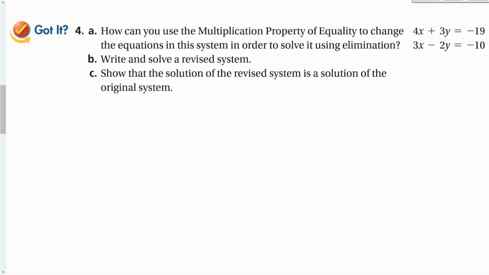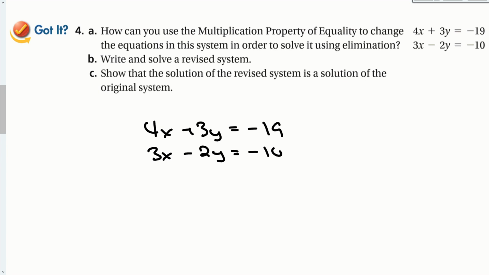How can we change these? Solve the system, and show that the original system is a solution because we can plug the equation back in. Basically we're just going to solve this: 4x plus 3y is equal to negative 19, and 3x minus 2y is equal to negative 10.